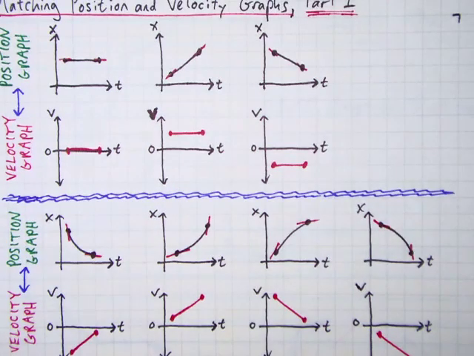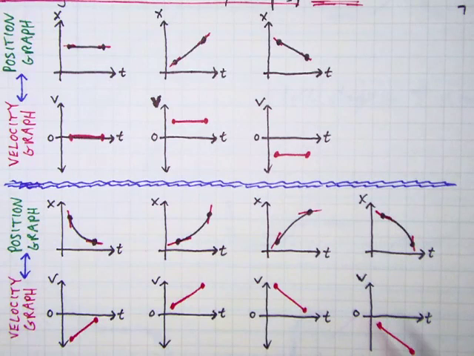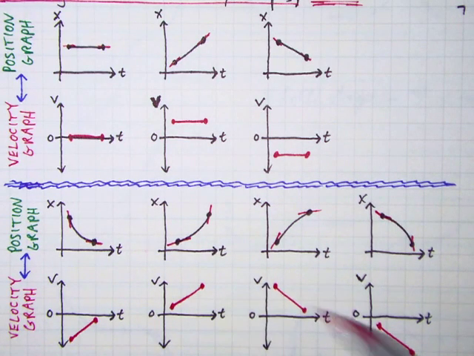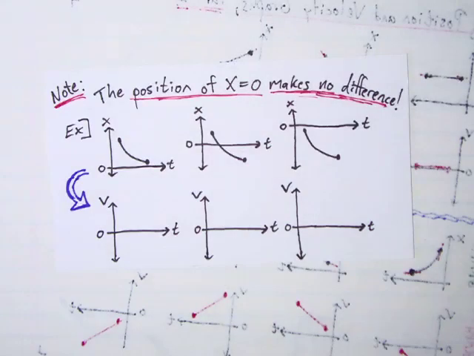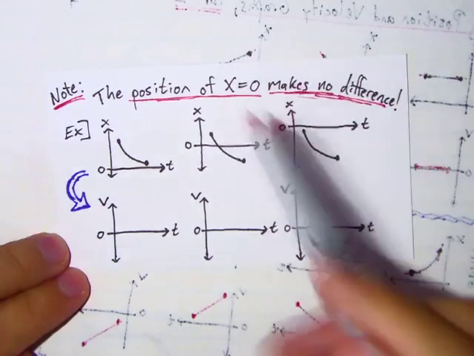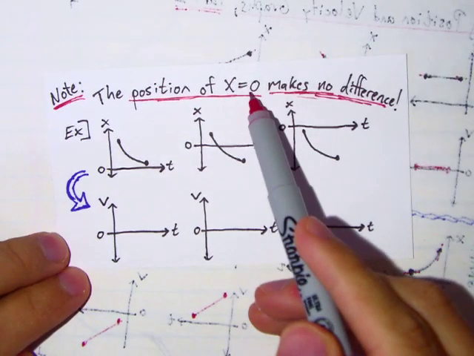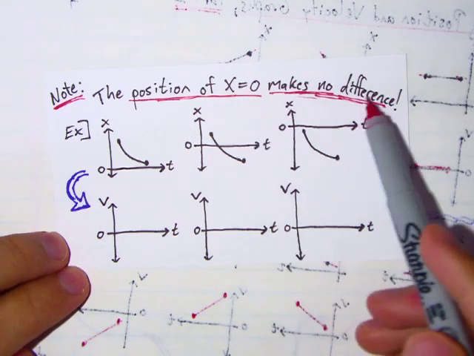And there we have it. Any other position versus time graph we can build up out of these 7 segments. And now we know what the corresponding velocity segment looks like for each of those position segments. One note before we move on. The position of x equals 0 on your position versus time graph does not matter.